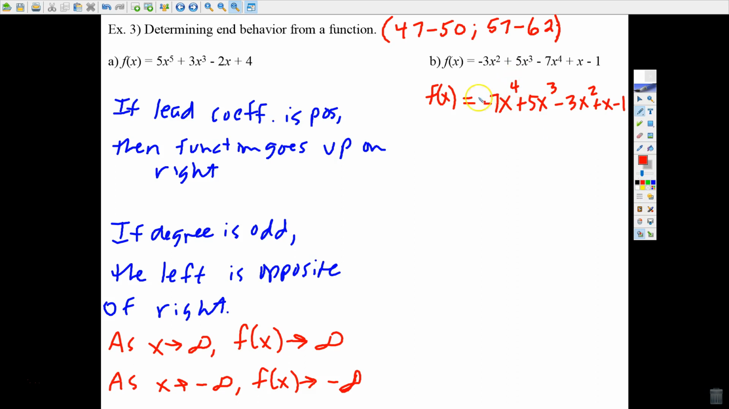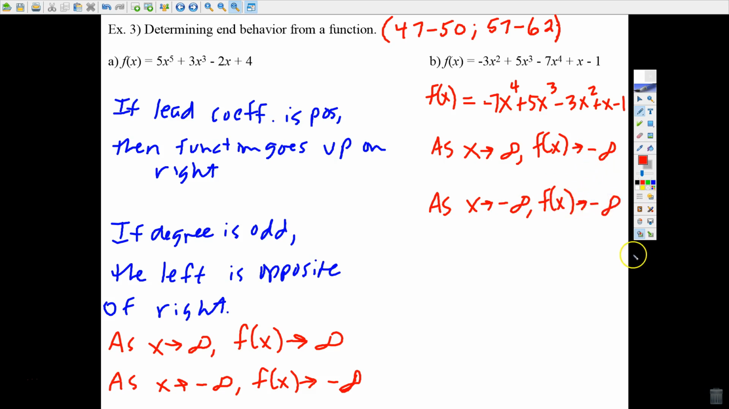Okay, so I notice, first of all, pay attention to the lead coefficient. That will tell you what happens on the right. And since this lead coefficient is negative, it's going to go down on the right. And the way we say that in end behavior language is as x approaches positive infinity, the function is approaching negative infinity. Okay, so we've taken care of the right side. Well, what about the left? Well, an even degree, which is what this is, it's 4th degree, means that the left side will match the right side. So as x approaches negative infinity, the function is going to do the same thing that it did on the right. It's still going to negative infinity.